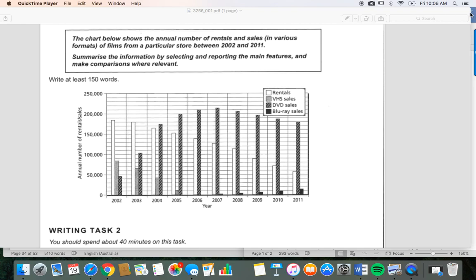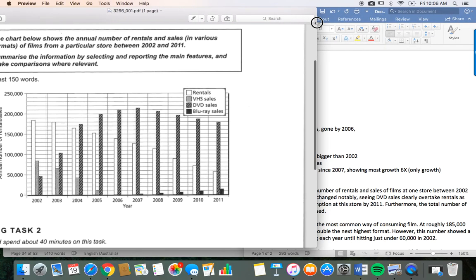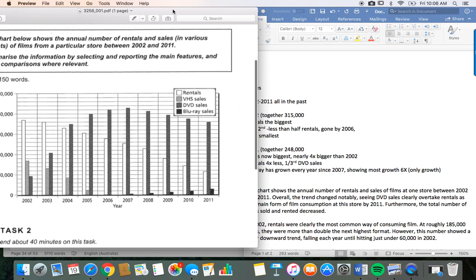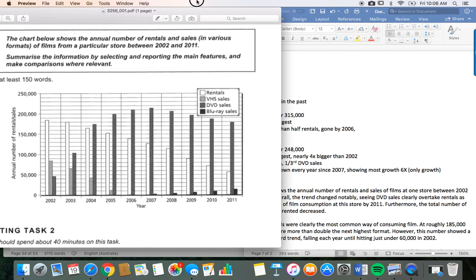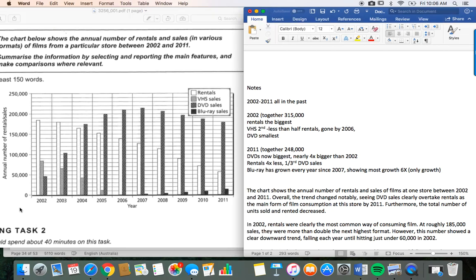Now, we've had some students get their 7s and 7.5s in academic writing, and I'm going to show you how we did this. So first of all, when I look at the data, I note a few things. One, this is all taking place in the past. That is important, and it's going to affect the grammar choices we make. So I've made my notes, 2002, 2011, all in the past.